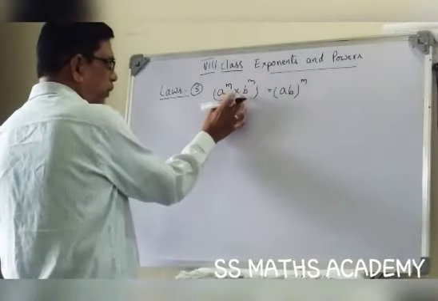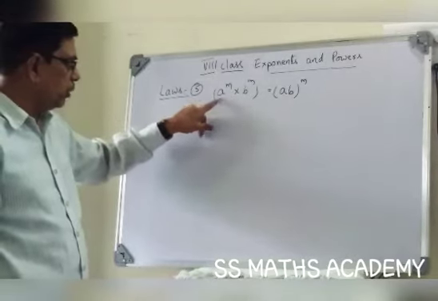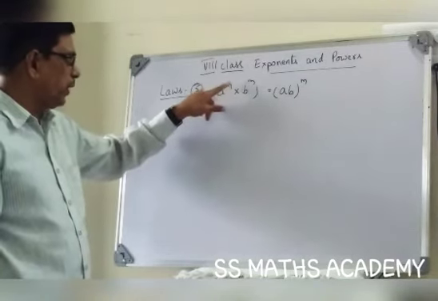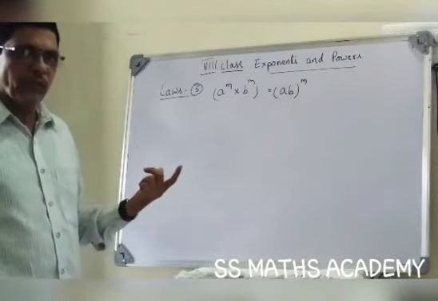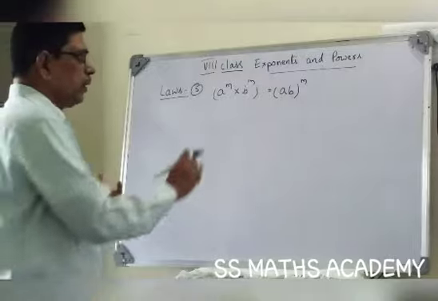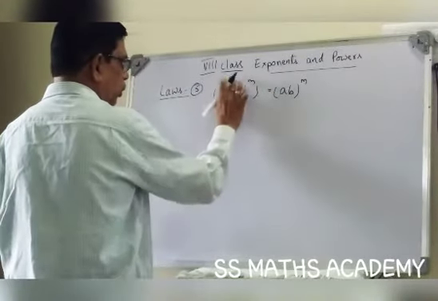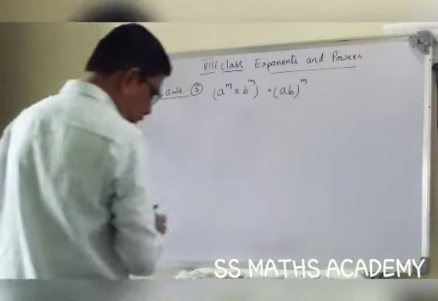That is different bases with the same power. Here we have to observe these are different bases, a and b, but the powers are the same, here also m and here also m. So when there are different bases with the same power, we need to multiply the bases and keep the power. That is a to the power of m into b to the power of m is equal to what? ab to the power of m.